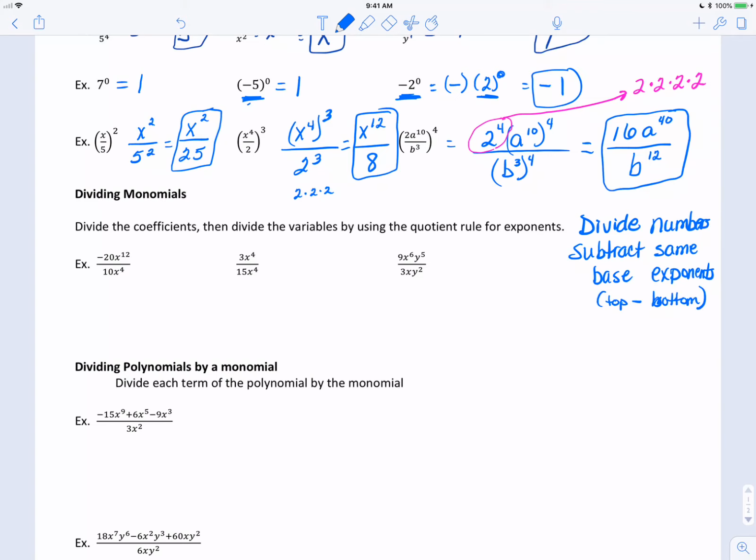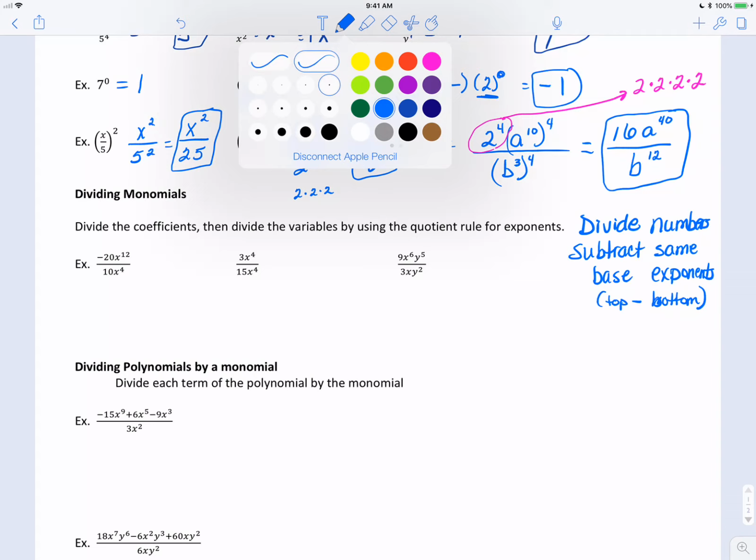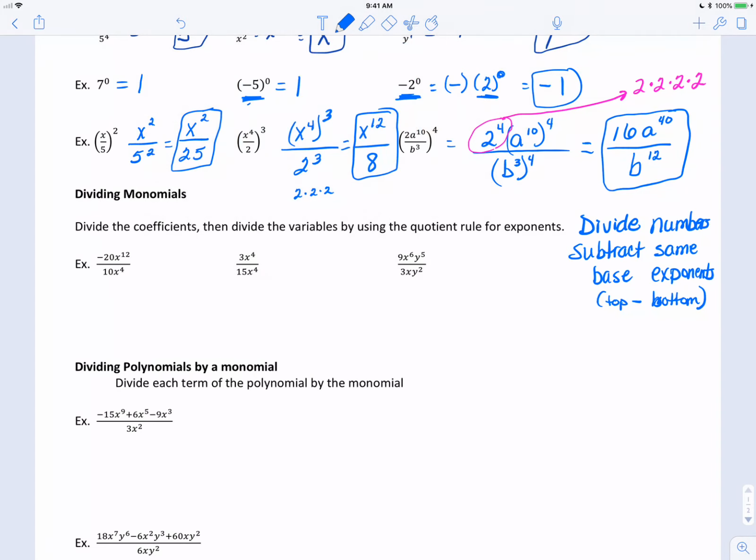Okay, so look at the first example. Negative 20 divided by 10. So negative 20 divided by 10 is negative 2. X to the 12th divided by x to the 4th is x to the 12 minus 4. So that final answer would be negative 2x to the 8th.